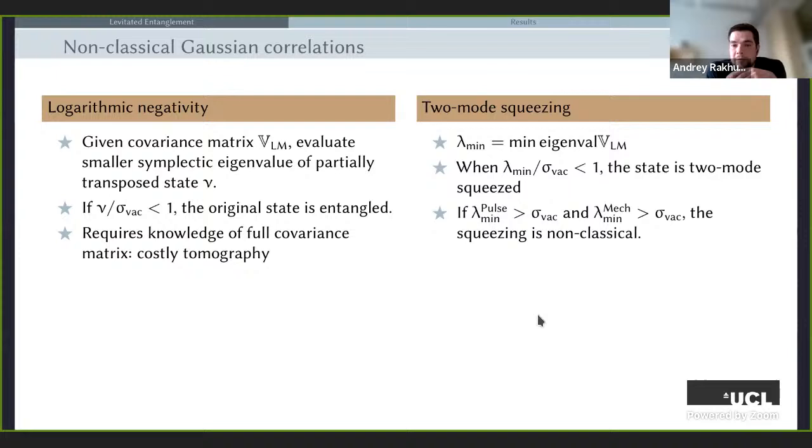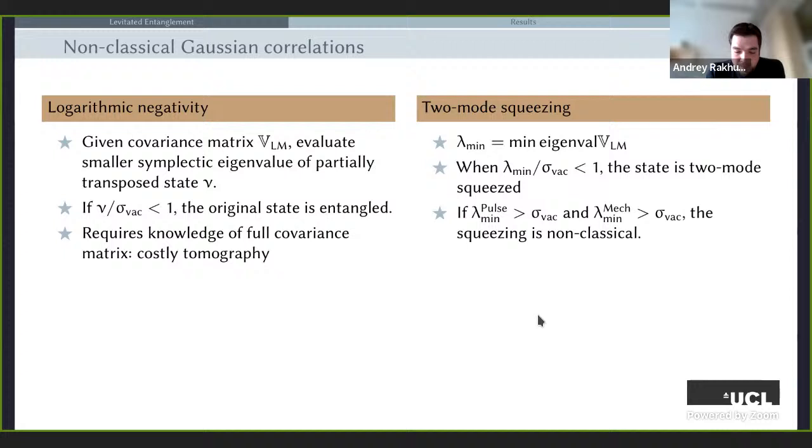One very famous thing to use is the logarithmic negativity, which can be computed knowing the full covariance matrix of the optomechanical system, so the light pulse plus the mechanics. This is a necessary and sufficient condition of entanglement. So as soon as there is positive negativity, the system is entangled. However, it requires essentially the full tomography of the quantum state, which can be costly. So we would like to use a simpler thing, which is the two-mode squeezing in the optomechanical system.